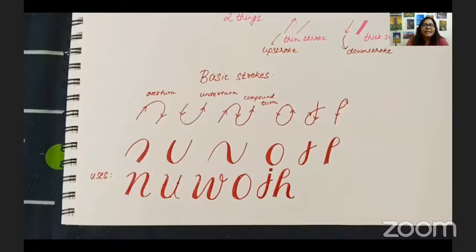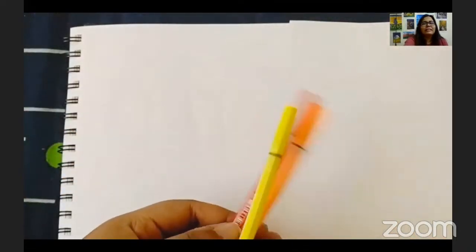Everybody get ready with a fresh sheet. We will now learn how to mix colors when we are making the calligraphy letters. So here I have a fresh sheet of paper, and these are the three warm colors. First, we will start off with the warm colors. I have my orange, red and yellow colors ready.